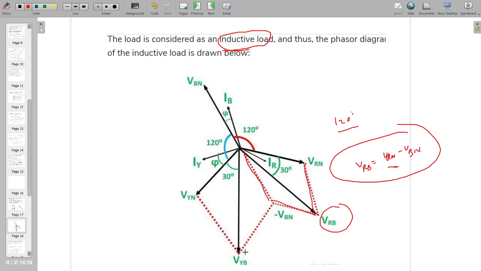In a similar manner, we will determine the VYB. Here, for the inductive load I am considering, the line current is always lagging the voltage by some angle, that is phi. We can clearly see VYN is always leading IY.